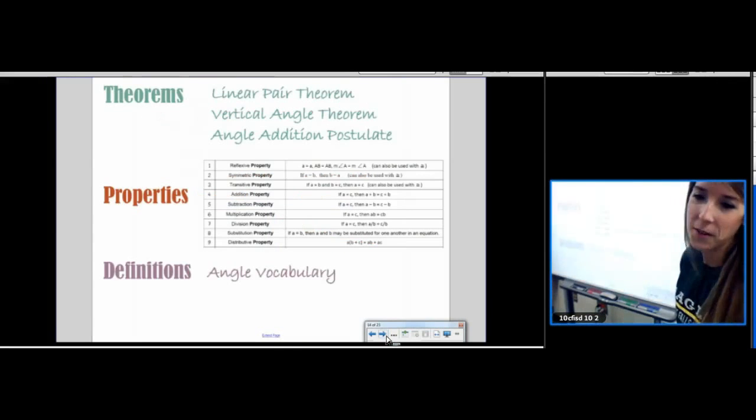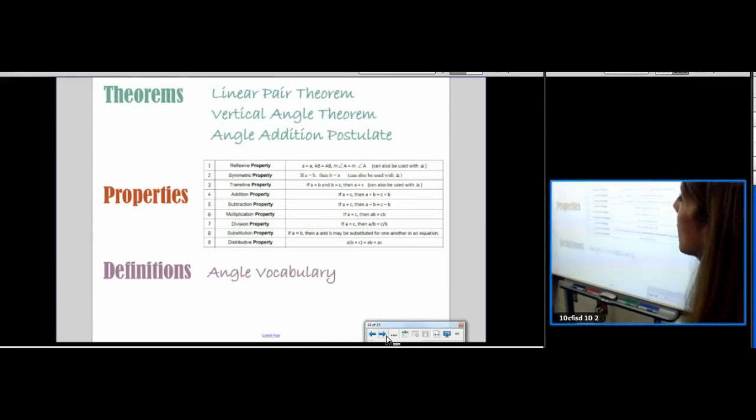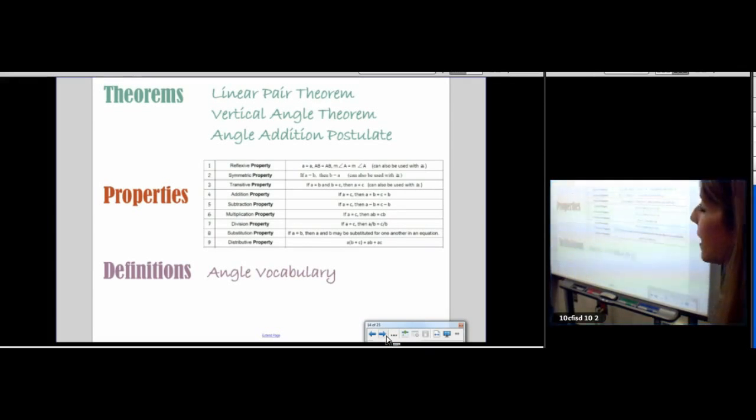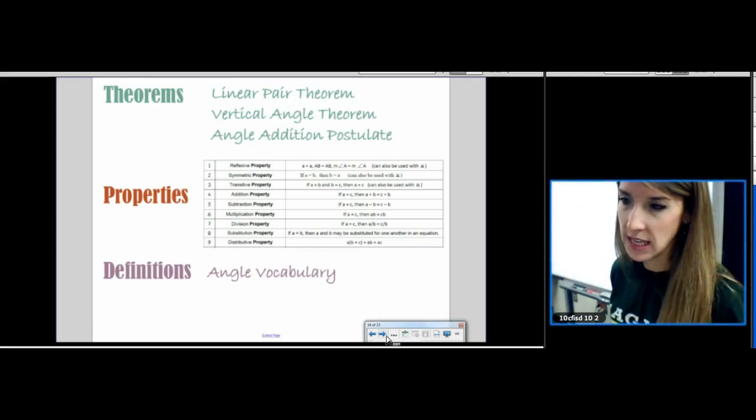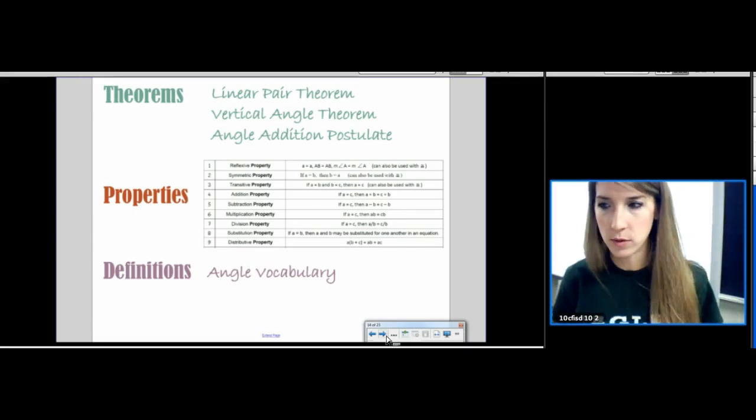No, you don't have to use eloquent language. So we can back up what we're saying with theorems, we can back it up with properties, we can back it up with definitions. So we can use any of those. Those are all at our disposal.